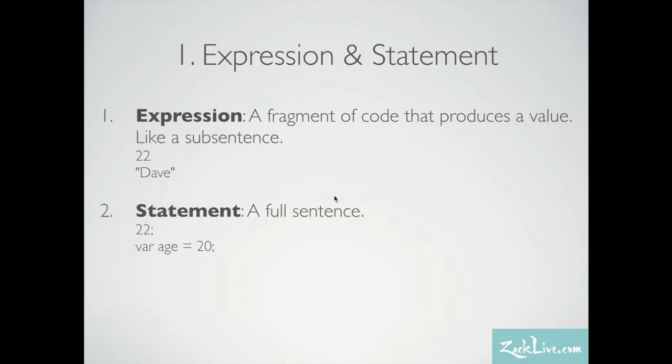Statement is like a full sentence. So many expressions make statements, or a statement can also be just one expression. Like in the example here, 22 with a semicolon, that means it's a line, it's done, it's finished. It's a sentence, and this sentence contains just one expression, that's 22, which produces the value of 22. And then the second line, we got a more complicated kind of statement. So there is a keyword var, and then the variable age, and then the value of the variable. So we will talk about it in the next slides.